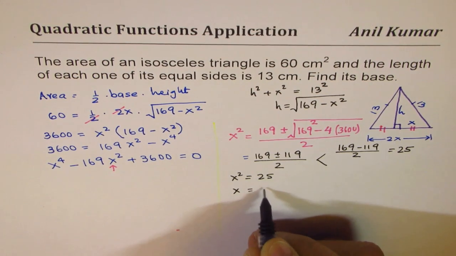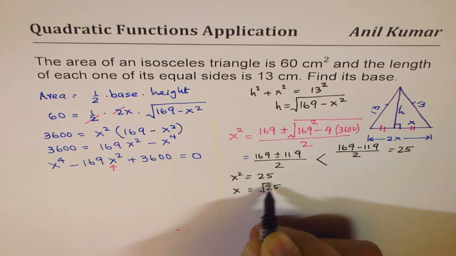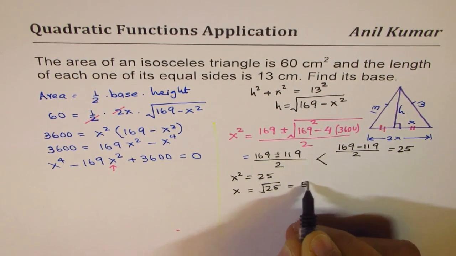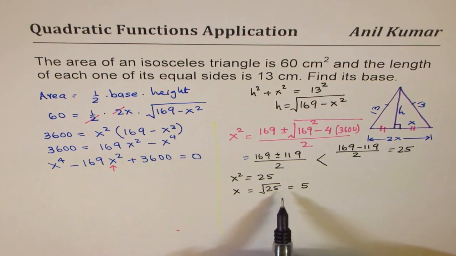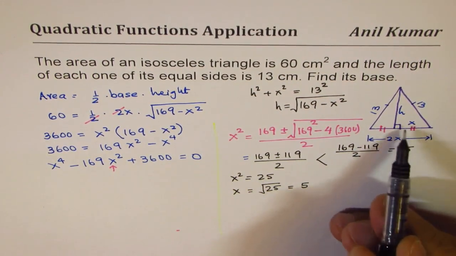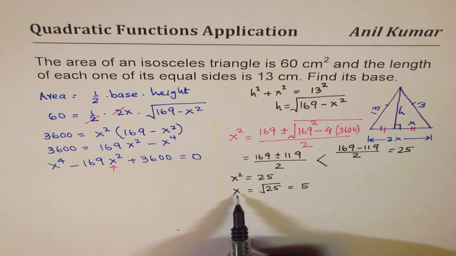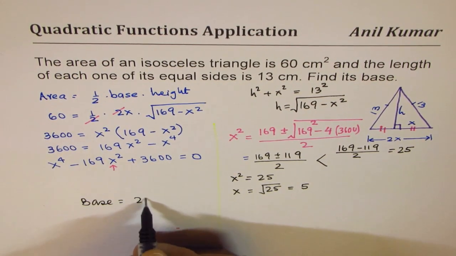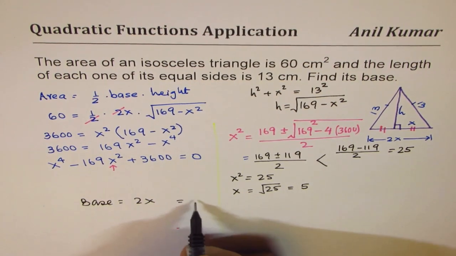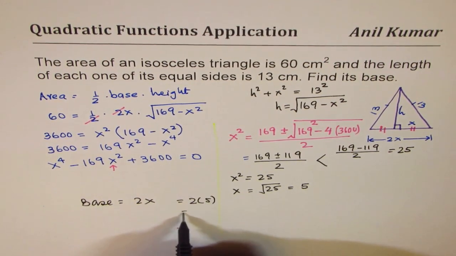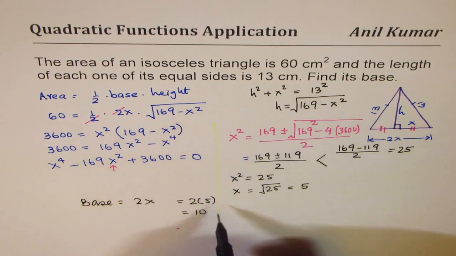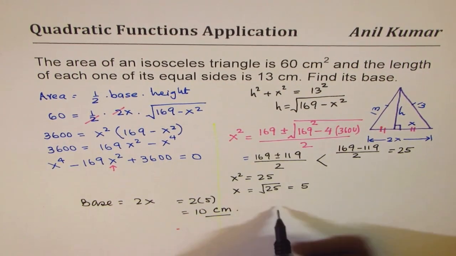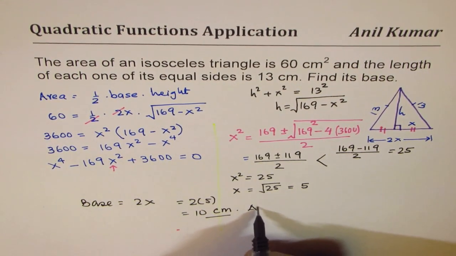So x has to be square root of 25, which is 5, correct? Okay? So we get half of the base as 5. Now what is the base? Base is 2 times x, so it is equal to 2 times 5 or 10, and the units are centimeters, 10 centimeters. So that becomes our answer, right? So this is our answer.